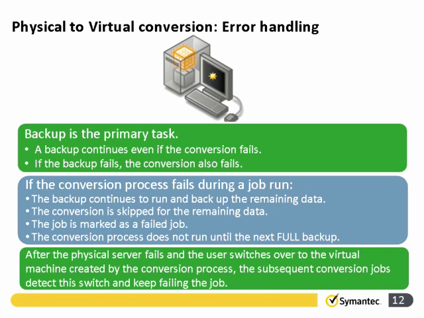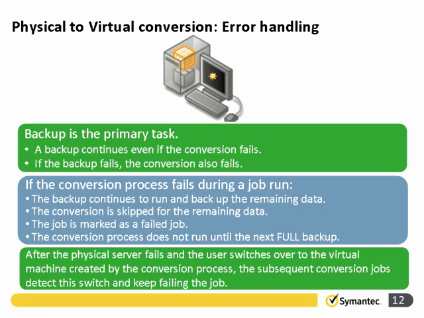For error handling, backup is the primary task. We really are focused on that backup completing and hopefully successfully. The backup will continue even if the conversion fails. If the backup fails, the conversion will also fail. So if the conversion fails, the backup will continue to run if it is at all possible for that backup to run. The conversion is skipped for the remaining data, and the job is marked as a failed job. The conversion process will not attempt to run again until the next full backup.